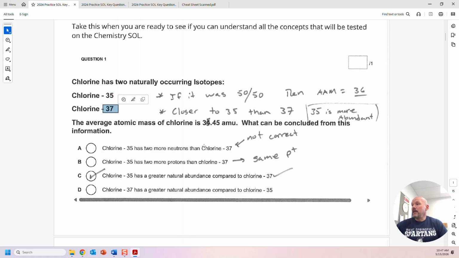Remember, you can't be chlorine and have a different number of protons. So, right, when you see a question like that, or an answer choice like that, you know it's wrong. You know, cross it out, okay?